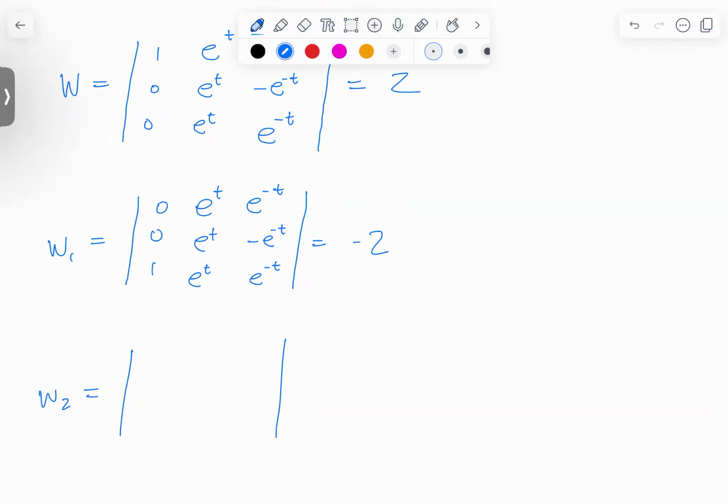Your second row is 0, 1, 0. So what's the first column? 0, 0. So it's back to 1, 0, 0. Then this becomes 0, 0, 1. And this is e to the negative t, negative e to the negative t, e to the negative t.